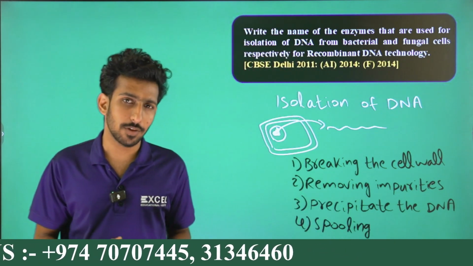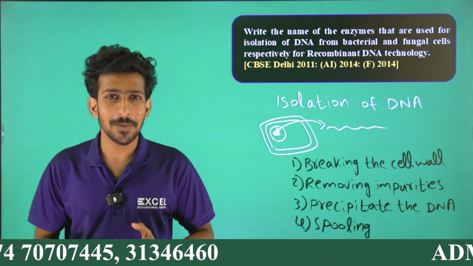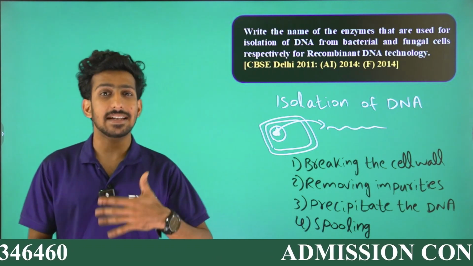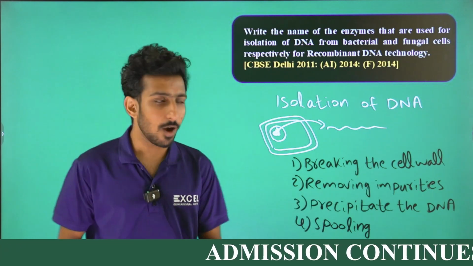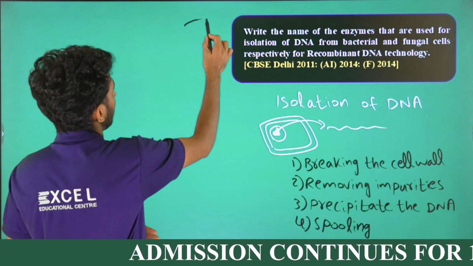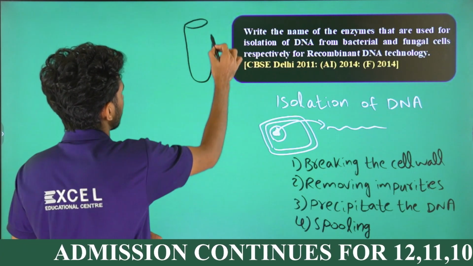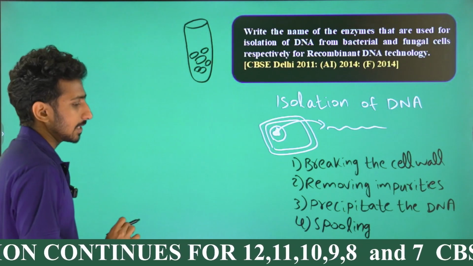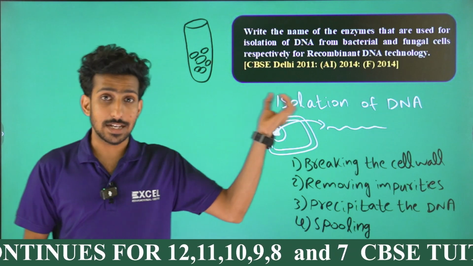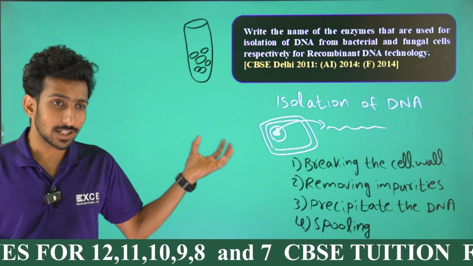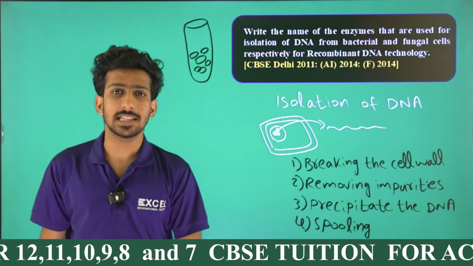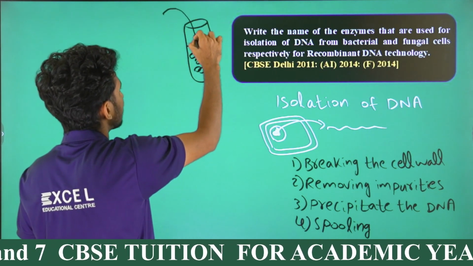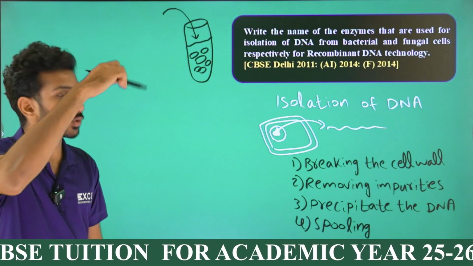So which are the steps of isolation of DNA? Breaking the cell wall. Second one, removing the impurities. Third one, precipitation of DNA. And last step is spooling. Got it? Listen, for that, take the cells in a test tube from which we want to isolate the DNA. As a first step, we have to break the cell wall. To break the cell wall, we have to add the cell wall digesting enzymes to the test tube.